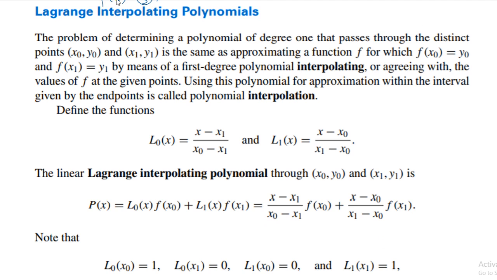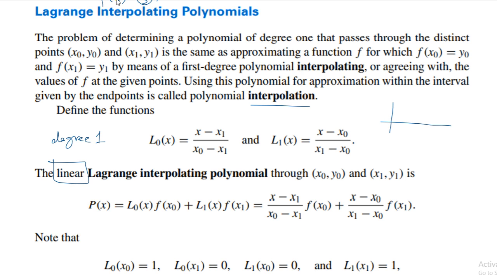Lagrange interpolating polynomials have a simple formula. This is the linear one. Linear means order, degree 1, right? Linear means a polynomial of degree 1. So first of all, I'm starting from the Lagrange polynomial. And what do we mean by interpolation? Interpolation means we have to agree at some points.